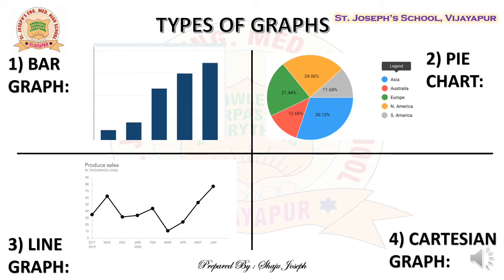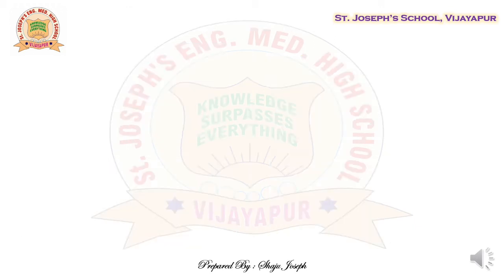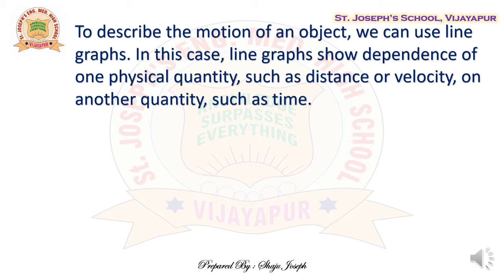And the last one is the Cartesian graph. This we generally use in mathematics. This helps us locate the position of objects. So now we will be using something almost like the Cartesian graph, but with a line inside that Cartesian graph. To describe the motion of an object, we can use line graphs, but line graphs within the Cartesian plane.